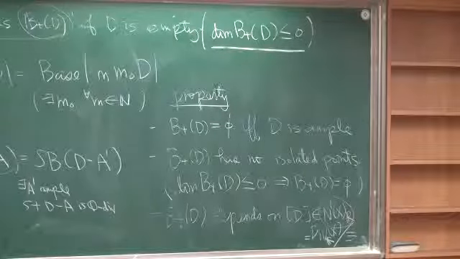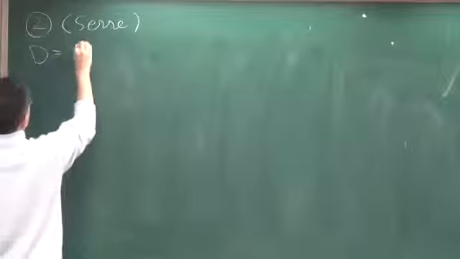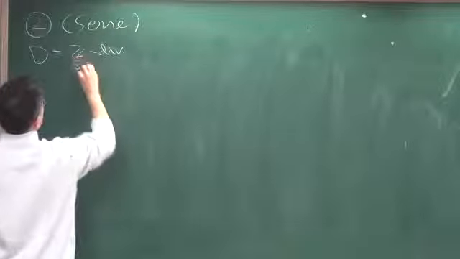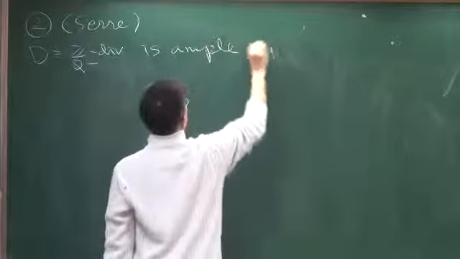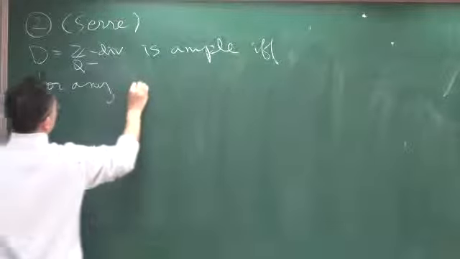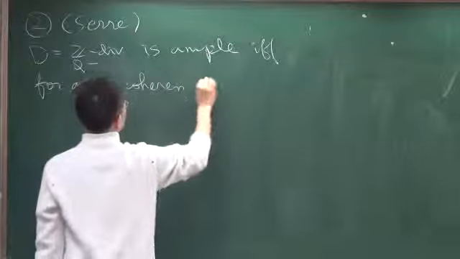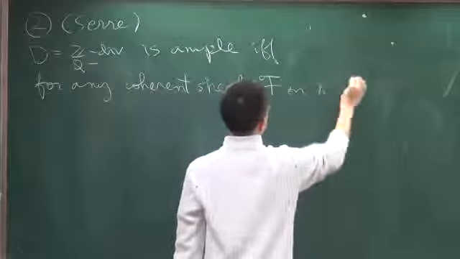Okay. And the second condition is actually well known. It's due to Serre. So D is ample. For now, a Q divisor D is ample if and only if for any coherent sheaf F on X.